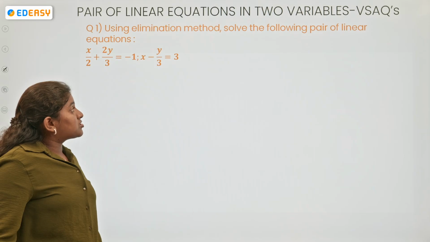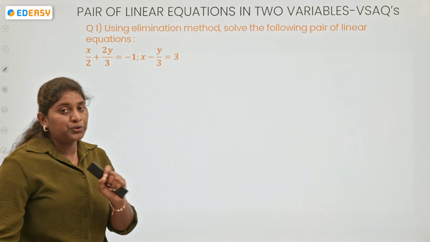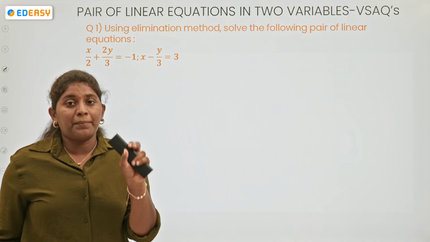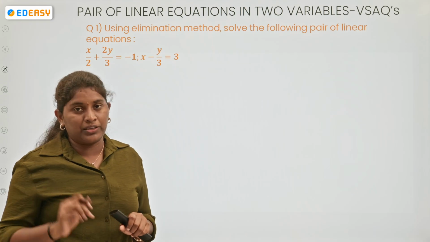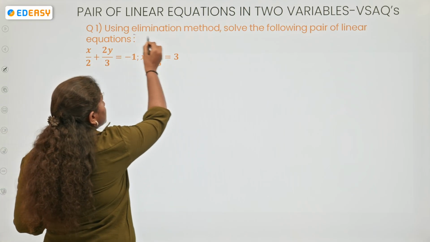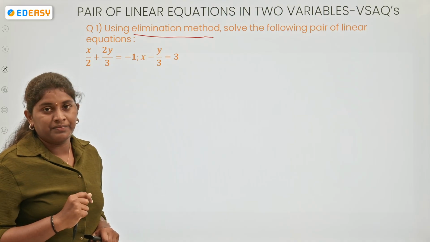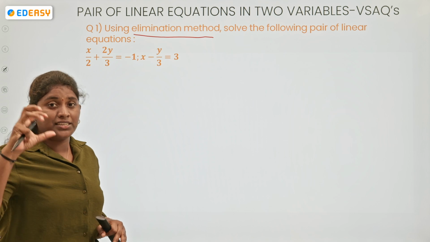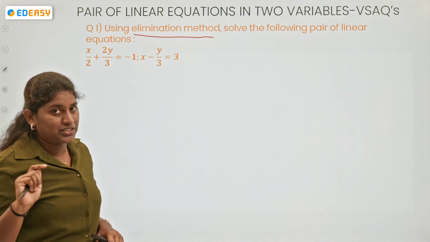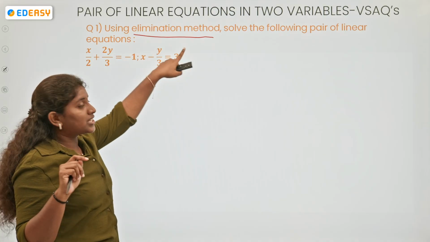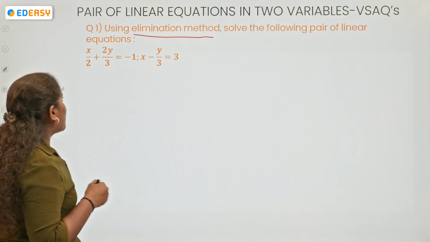Using elimination method, solve the following pair of linear equations. Here another point we need to notice is if they are mentioning the particular method, then you have to solve the given linear equations using that method only. Here they are telling us to use the elimination method. So you have to solve them using the elimination method. If they are not mentioning particularly, then you can use substitution. Fine, substitution or elimination, it's your wish. But here they are particularly mentioning the elimination method, so we have to use the elimination method. Okay, let's see how to solve this.